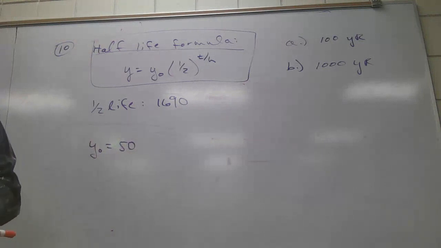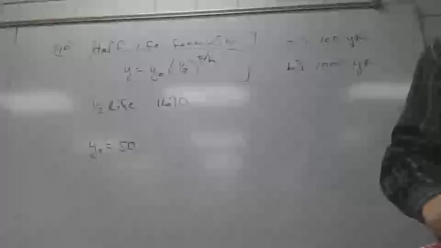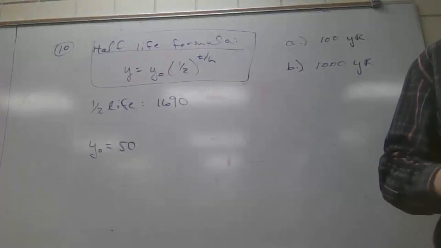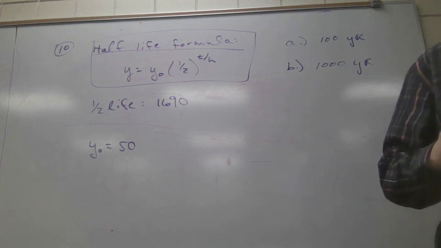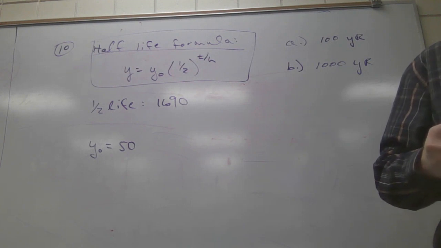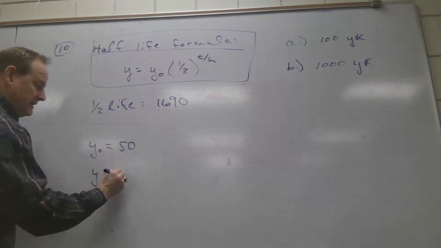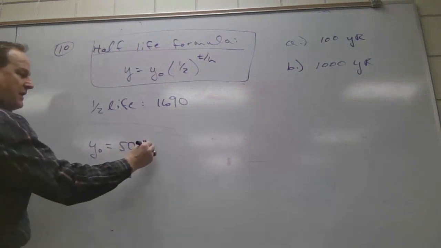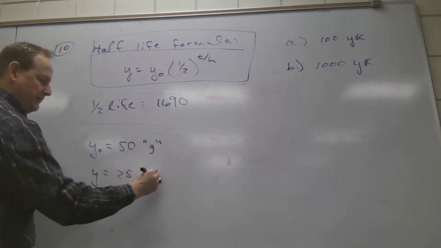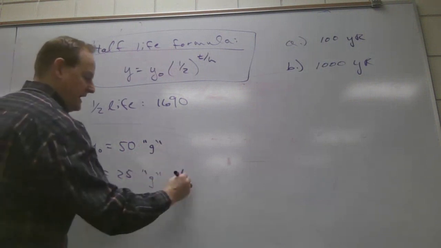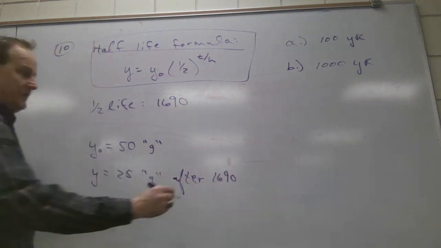Okay. And then we had Y equal 25. Y equals 25 what? Grams. So you're coming up with a constant. So if this is grams or milligrams or pounds or whatever, this is after 1,690 years, right? Okay, and then what did you do?